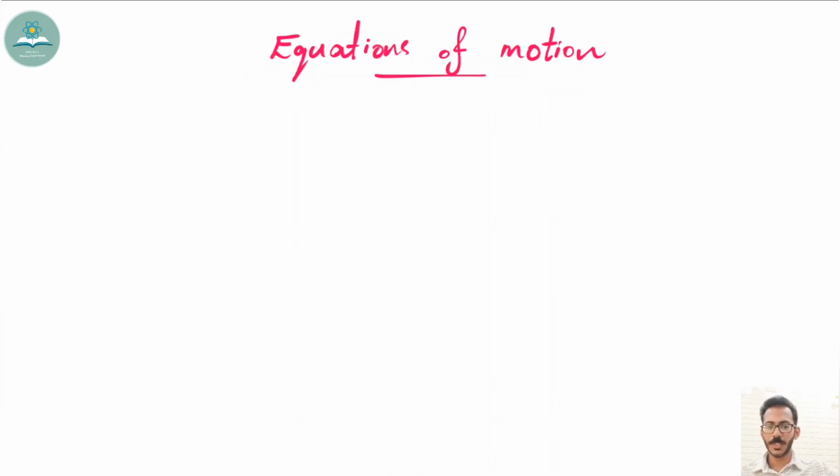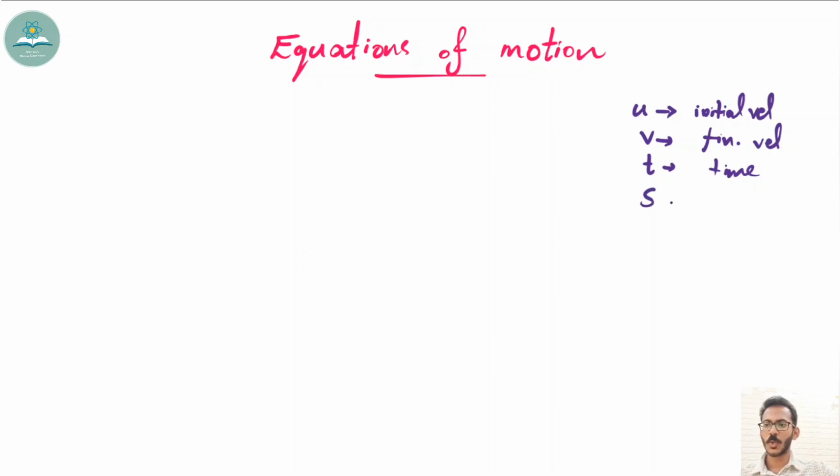Next is the equations of motion. Newton's equations of motion. Equations of motion are very, very important. Now the derivation part is not needed for us, but we should be thorough with the equations. Before going to the equations, let's see the variables that we use to write the equations. We have u, as we told, u is the initial velocity. v is the final velocity. t, as we know, stands for time.